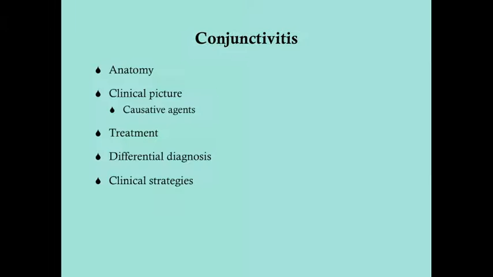So we're going to go into the anatomy very briefly. We'll talk about the clinical picture, how these patients come in, then some of the causative agents, some of the precipitating causes that cause the development of conjunctivitis. We'll also go into the treatment and then the differential diagnosis, which is going to be important, not just for determining whether or not this is conjunctivitis, but to determine if it's not, because there are some things that if you miss can have really devastating consequences on the patient. And then finally, some clinical strategies that I think are kind of useful for real-life applications.